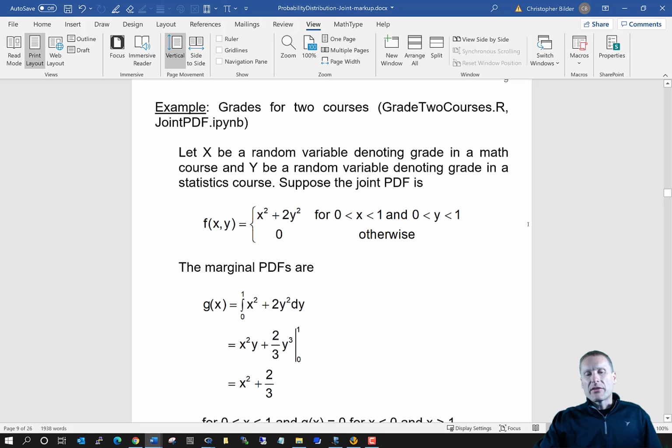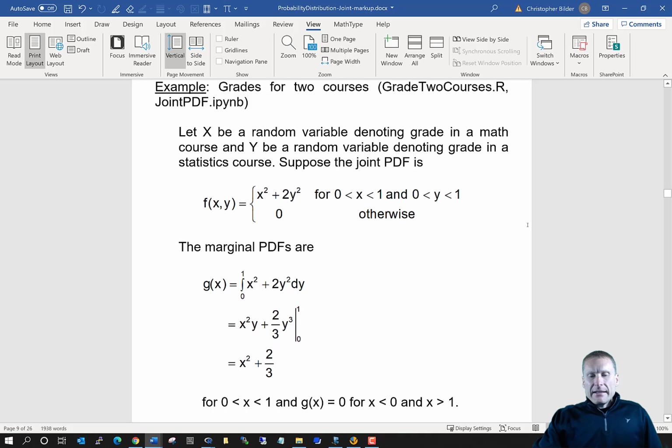Okay, so let's talk about the grades for 2 courses example, though. X is a grade for the math course. Y is a grade for the stat course. Here's my joint PDF. Let's say I just want the PDF for the math course. In other words, I want the marginal probability distribution function for x.